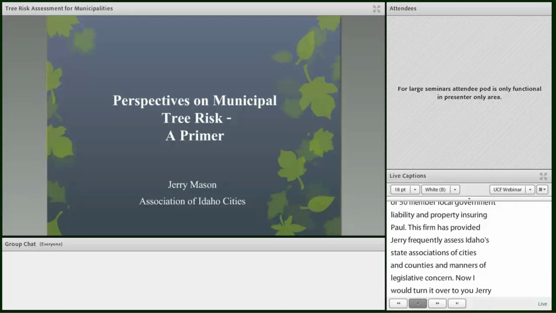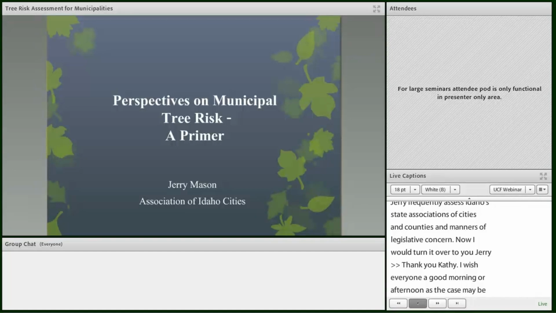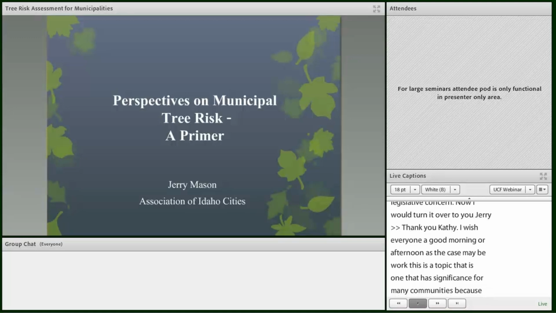This is a topic that has significance for many communities, because the whole idea of municipal liability is not extremely old or extremely well developed in terms of the history of American law. So we're going to look at some basic principles that are at work in this liability process.